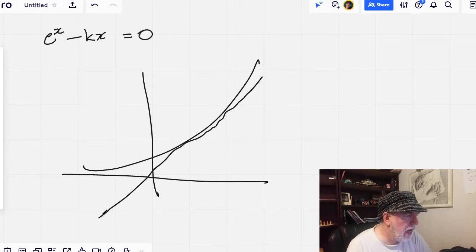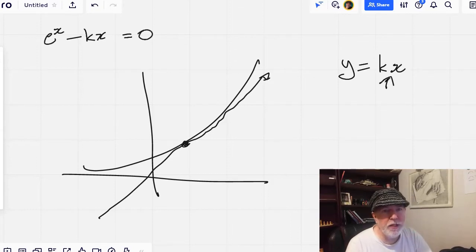Okay? And let's talk about this one. y equals kx. So k is the slope of the straight line. And what is the slope of e to the x right at this point? Well, that's what e to the x is, that exponential function with its own derivative. So the slope is e to the x.